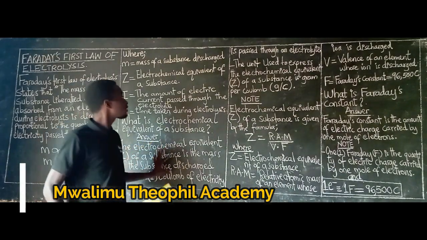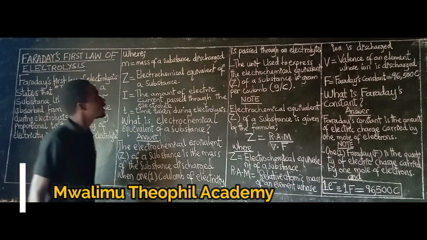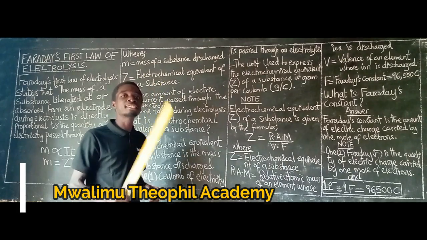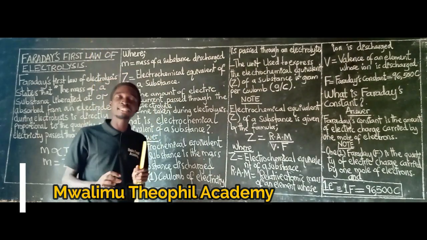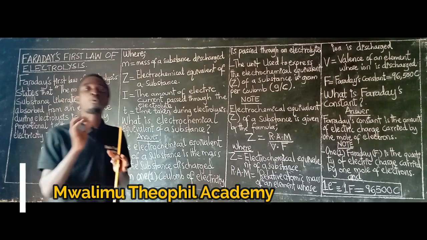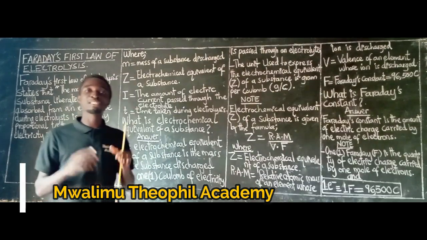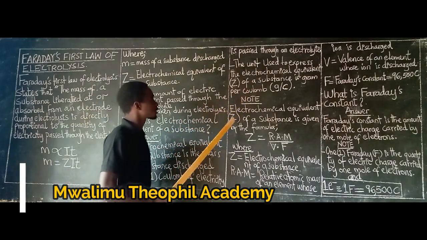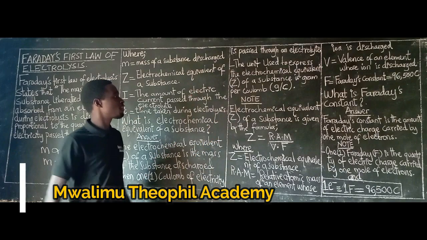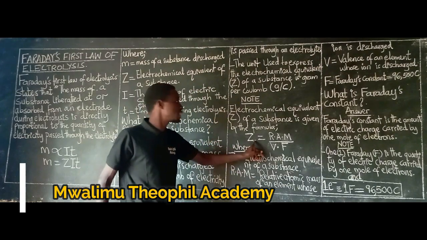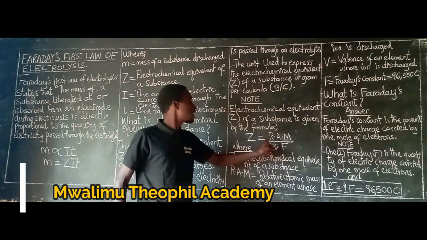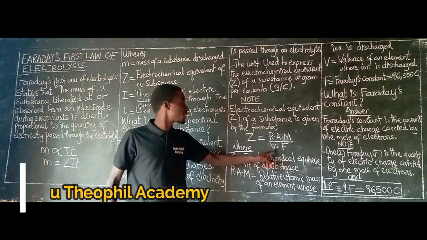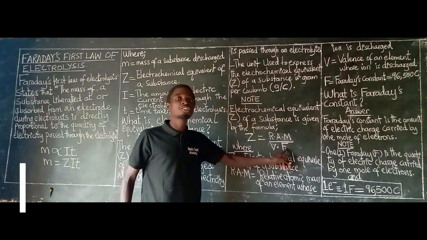Now, after this definition of electrochemical equivalent, let us see its unit. Electrochemical equivalent is expressed as gram per coulomb, as we've said that it is the mass liberated when 1 coulomb of electricity is passed through an electrolyte. Note, electrochemical equivalent of a substance is given by the formula. Electrochemical equivalent is calculated by using this formula. It is the relative atomic mass over valence of an element concerned times Faraday's constant.